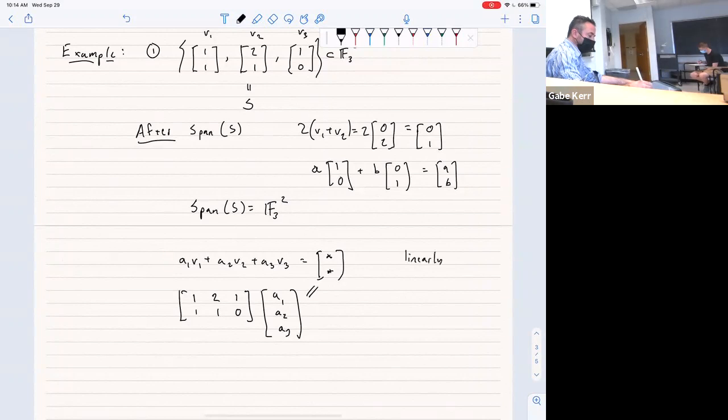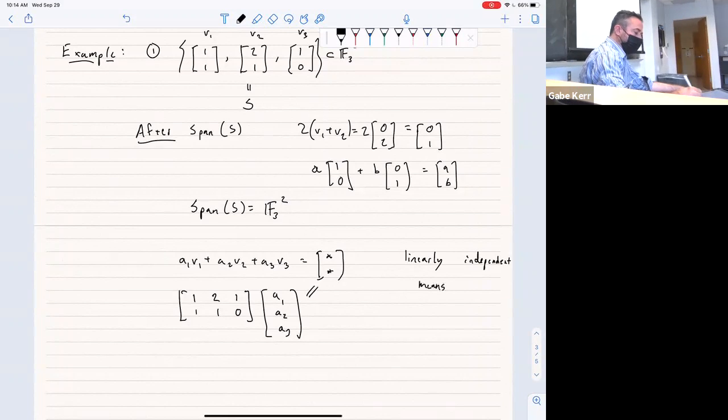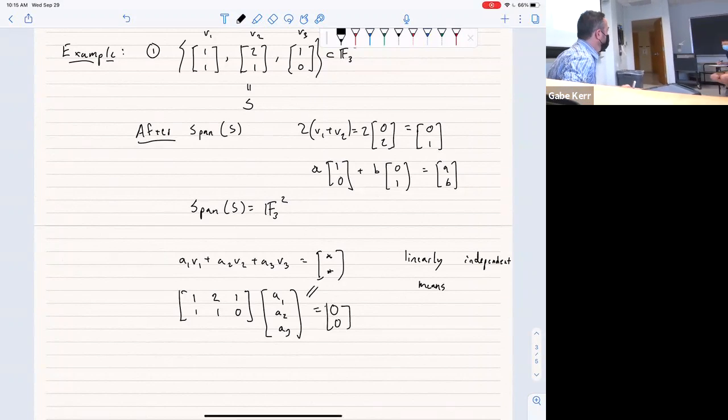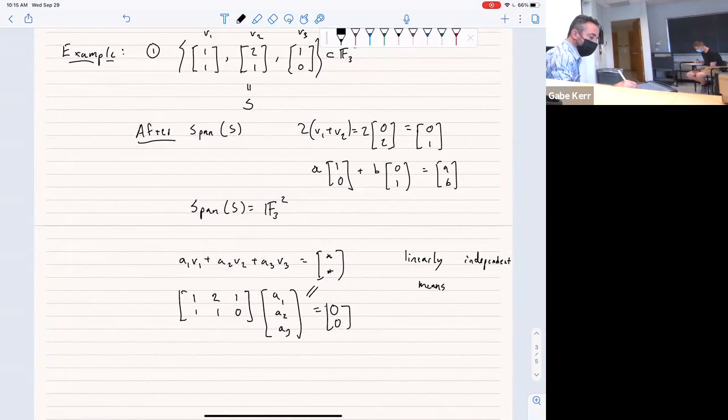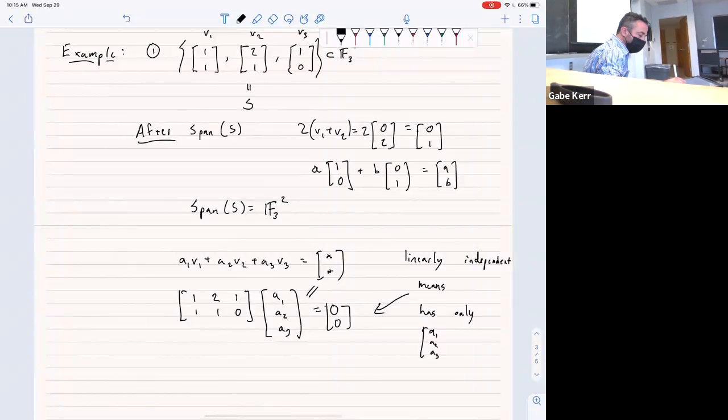Linearly independent means this equation has no non-trivial solutions, which is zero vector. You tell me, does that sound right to you? Is there only a trivial solution? No, it's not. This is a 2x3 matrix.